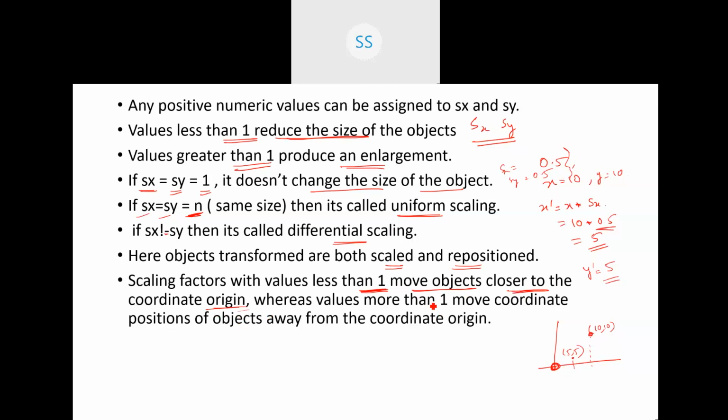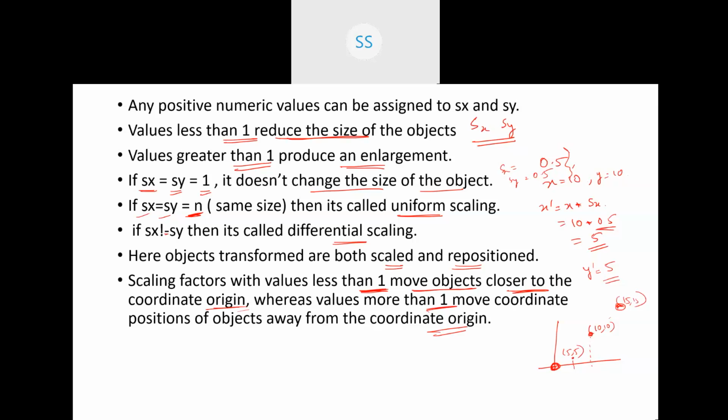So you can imagine if it is more than 1, similarly. If I give 1.5, it will go somewhere here. I'll get 15 comma 15. So that means it is moving away from my coordinate origin. That is the other interpretation of your scaling.